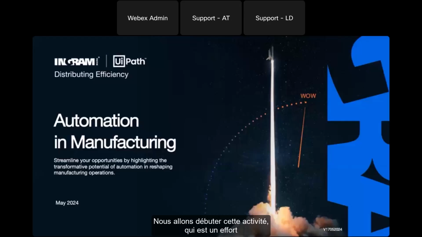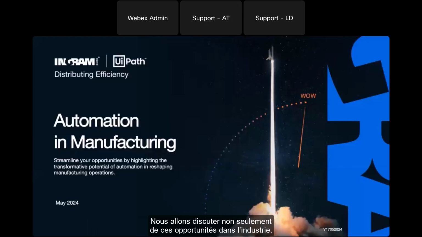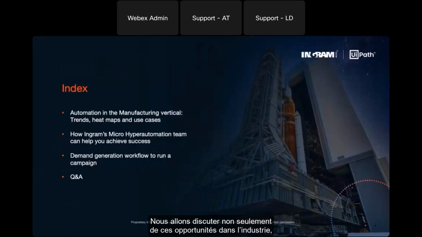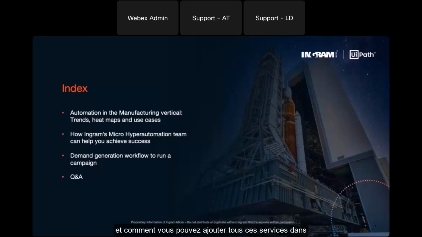We're going to start this activity, which is an effort from Ingram Micro and UiPath for all the partners. We are going to describe the opportunities and the use cases for automation in the manufacturing industry. We are going to discuss not only those opportunities in the industry, but also share with you how you can leverage the Ingram Micro's Hyperautomation team and how you can add all those services into your process so you can achieve success on your opportunities with your customers around automation.